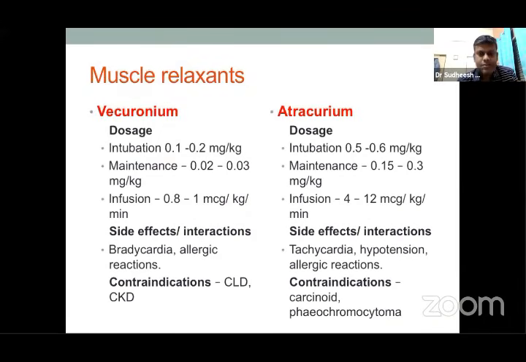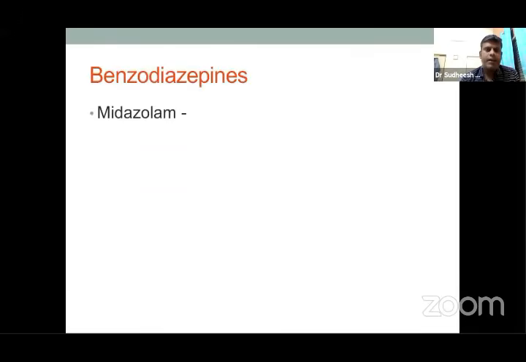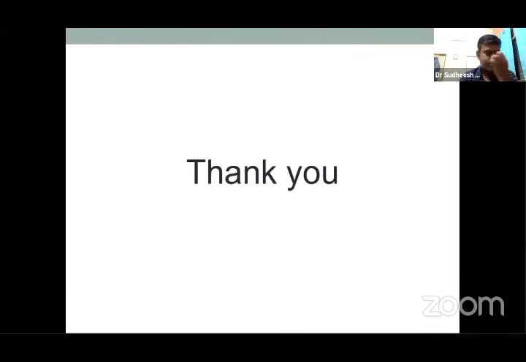So these are the various dosages, indications and contraindications. I have not touched upon other drugs like benzodiazepines and local anesthetics per se. Lignocaine is commonly asked, so you should know about the metabolites of lignocaine and the tachyphylaxis with regard to lignocaine, and these are some of the questions that are commonly asked.